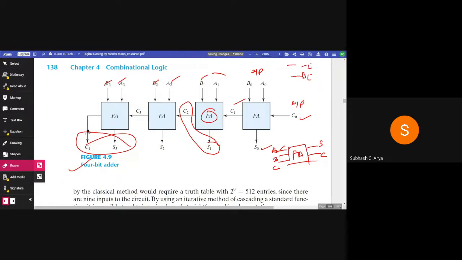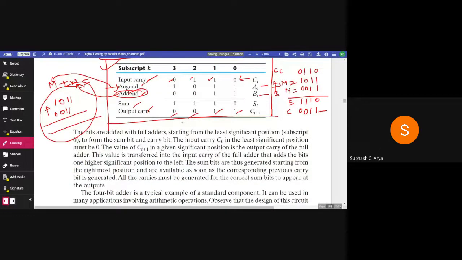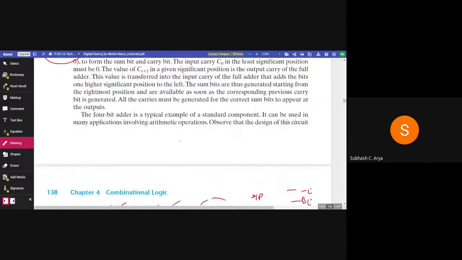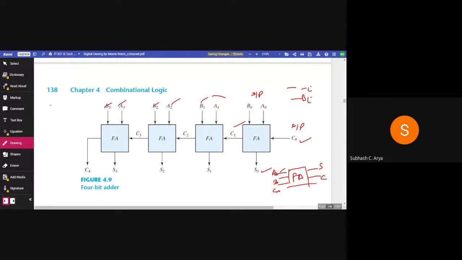Now let us see how it is working. You can take an example also. You will take the same example. What was the number? The number is 1011, and another one is 0011. So here A3 is 1, A2 is 0, A1 is 1, and A0 is also 1. And B3 is 0, B2 is 0, B1 is 1, and B0 is 1. Is it okay? And C0 is here. Of course, there should be no carry in advance.